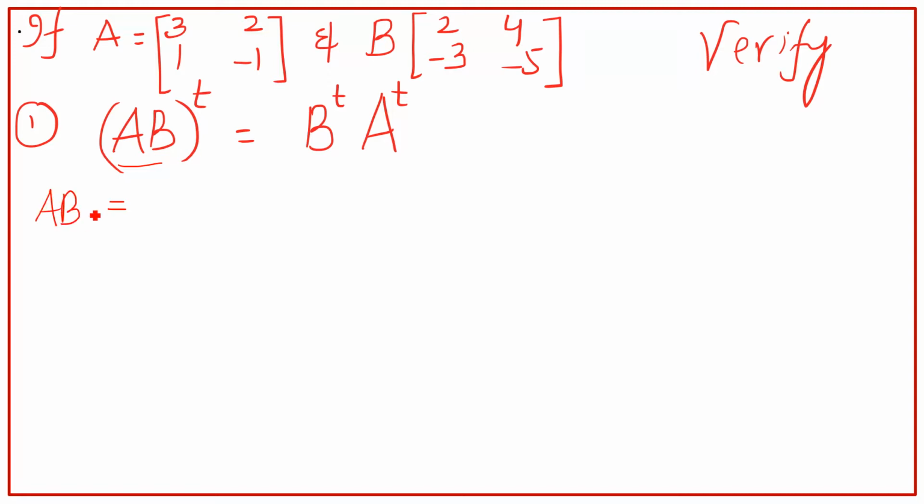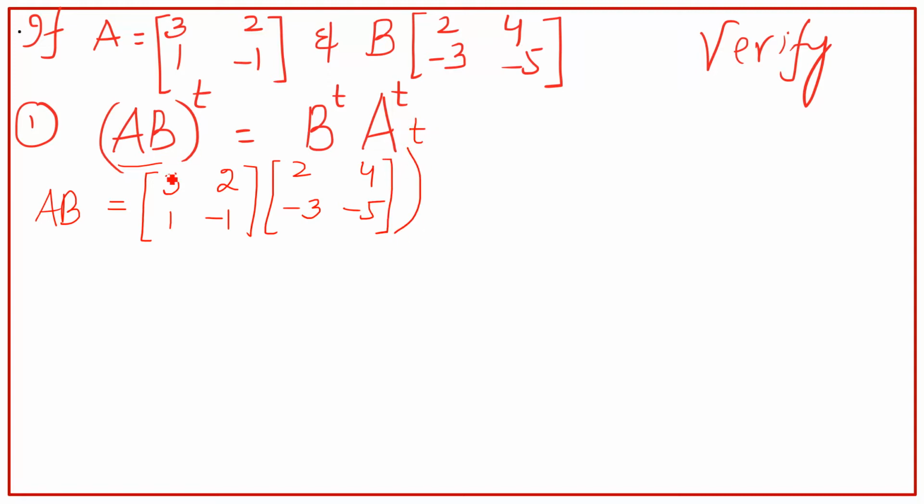A and B. So A we have 3, 2, 1 and then -1, and B we have 2, -3, 4 or -5. If you want, we can do like this: transpose here and then close it, transpose, right? We will take the transpose at the end.